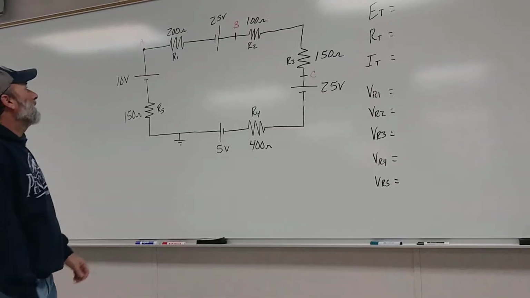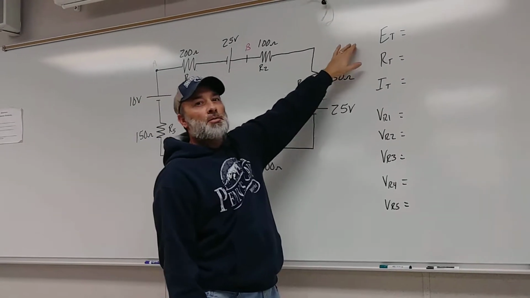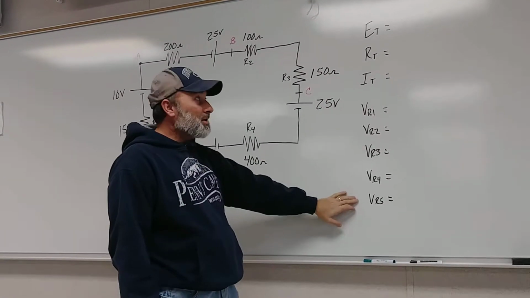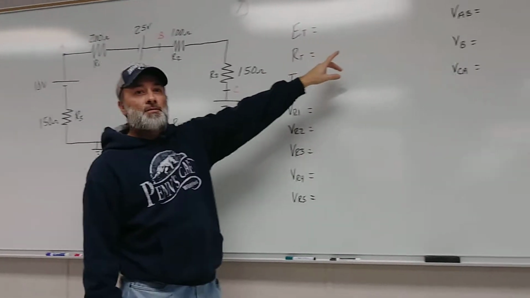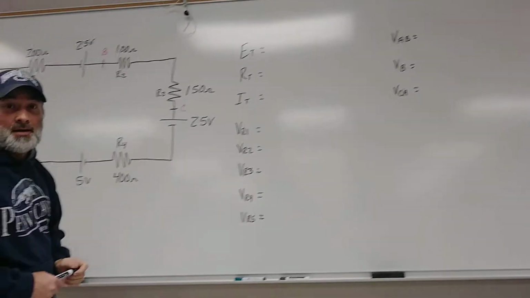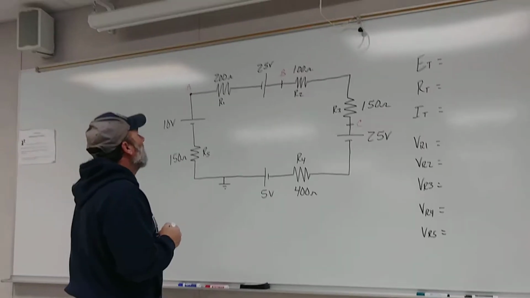Okay, we have a series circuit and we're going to be finding E total, R total, I total, all of our voltage drops across our resistors, and then we're going to find the voltage A to B, voltage B to C, and voltage C to A. So the first thing we need to do is find our E total. How do we do that?